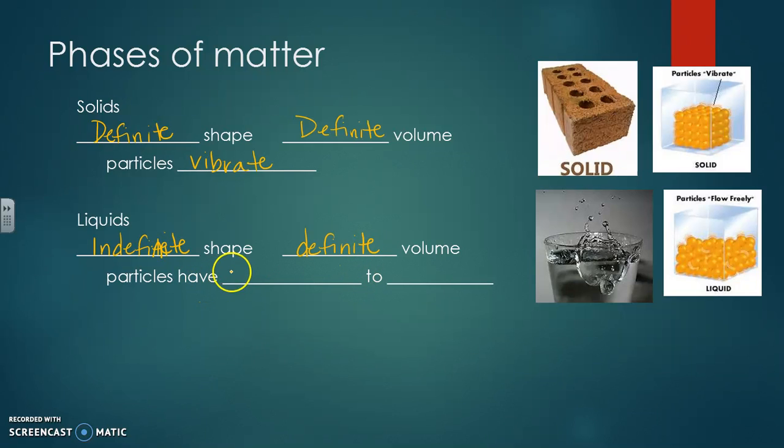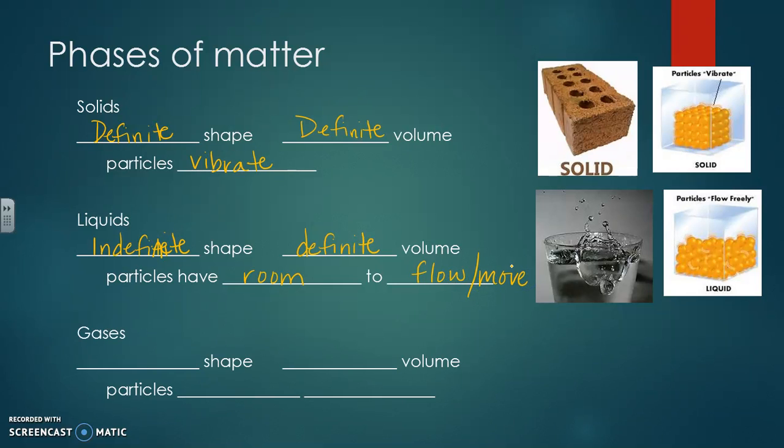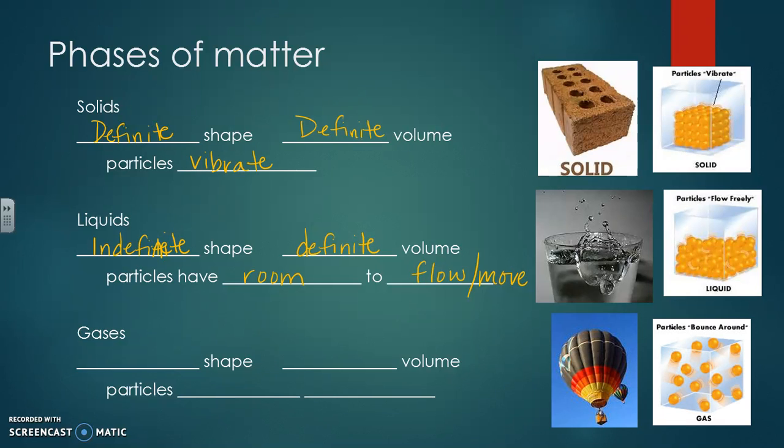All right, and then the particles have room to flow or to move. They're just kind of moving past each other. And then in our gases, they have an indefinite shape and they also have an indefinite volume, because they take the shape of their container and they take the volume of their container. So they're going to completely fill up whatever container you put them in.